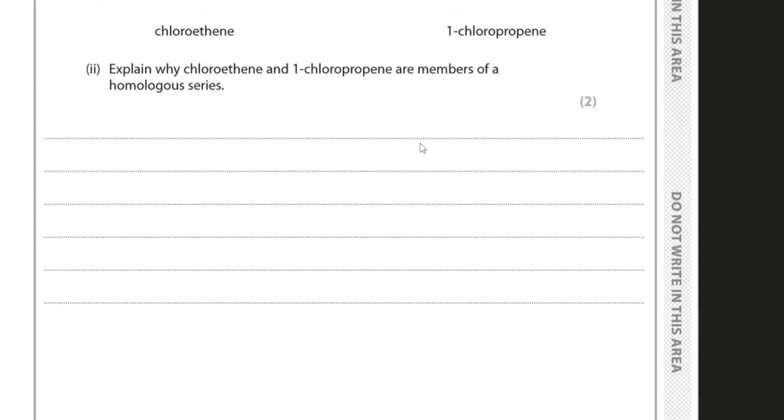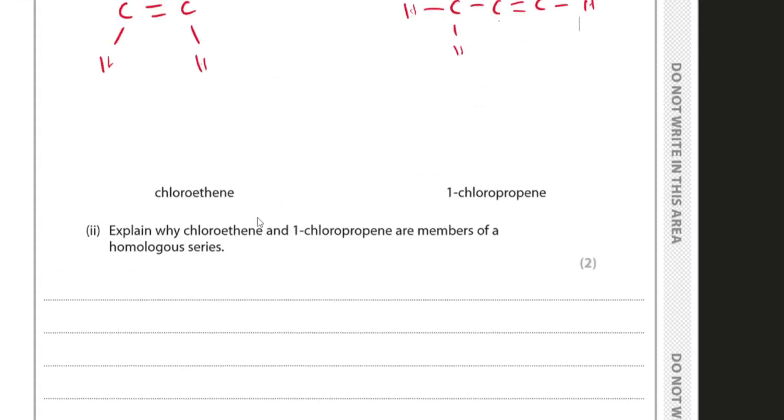Explain why chloroethene and 1-chloropropene are the members of a homologous series. Okay, first of all, what are the features of a homologous series? They consist of the same functional group. They have the same chemical properties. They have the same general formula. So you can easily just write the characteristics as an explanation for the answer of this question.